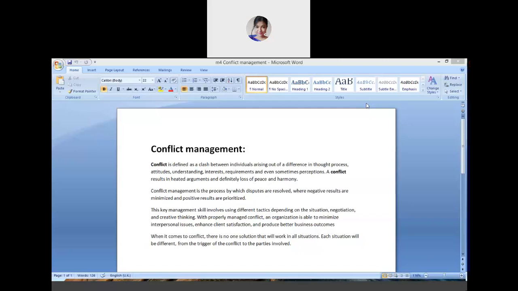And each and every person has his or her own opinion, his or her own perspective. So sometimes we might not agree on certain things, and due to the differences in opinion, in thought process, in perspectives, in interests, needs and wants, sometimes conflict might arise.